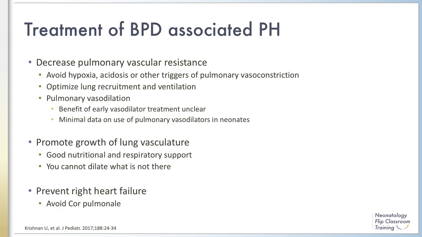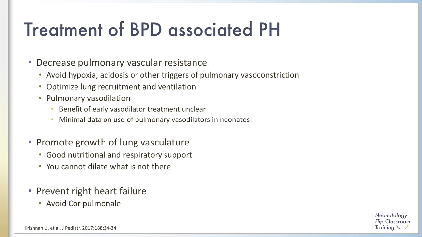As all of you know, pulmonary hypertension is an important comorbidity of BPD, and appropriate management of pulmonary hypertension is extremely important for the overall outcome of the infants with BPD. Here, we will not have time to go into details of pulmonary hypertension management. However, understanding the general principles of pulmonary hypertension treatment is very helpful. There are three main components of pulmonary hypertension treatment strategy. They are: 1. To decrease pulmonary vascular resistance, 2. To promote growth of the lung vasculature, and 3. To prevent right heart failure.